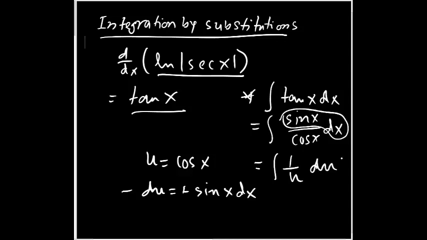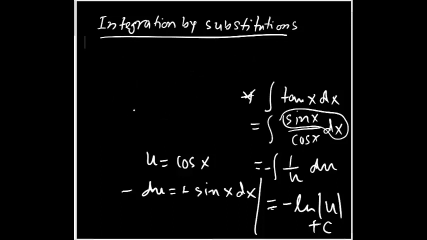And this is a simple integral. We know that the integration of 1 over u will be, I have a negative in front here, minus natural log of u. And be careful with your absolute value sign. You must put the absolute value sign, otherwise you will have a domain issue. And I will explain what the domain issue is. So the further simplified version is giving me negative natural log of cosine x plus c.